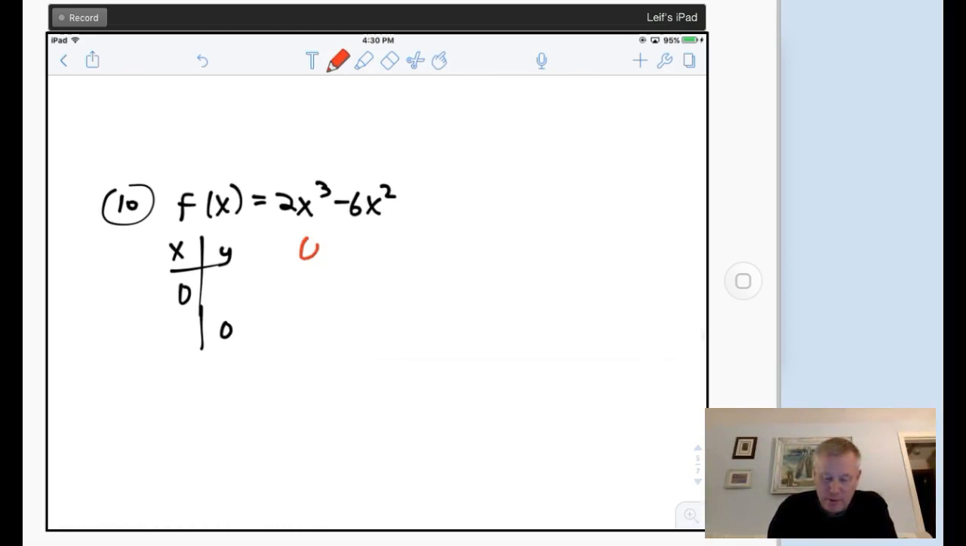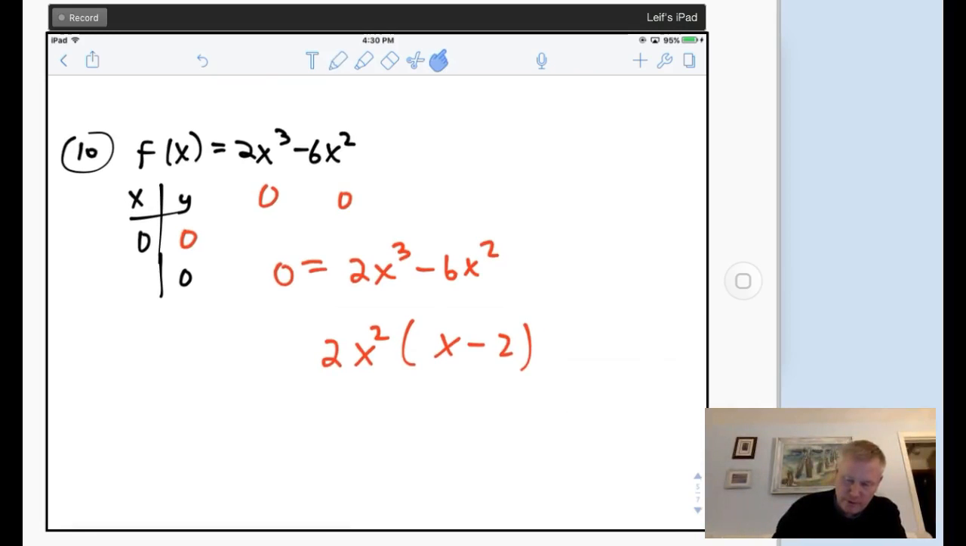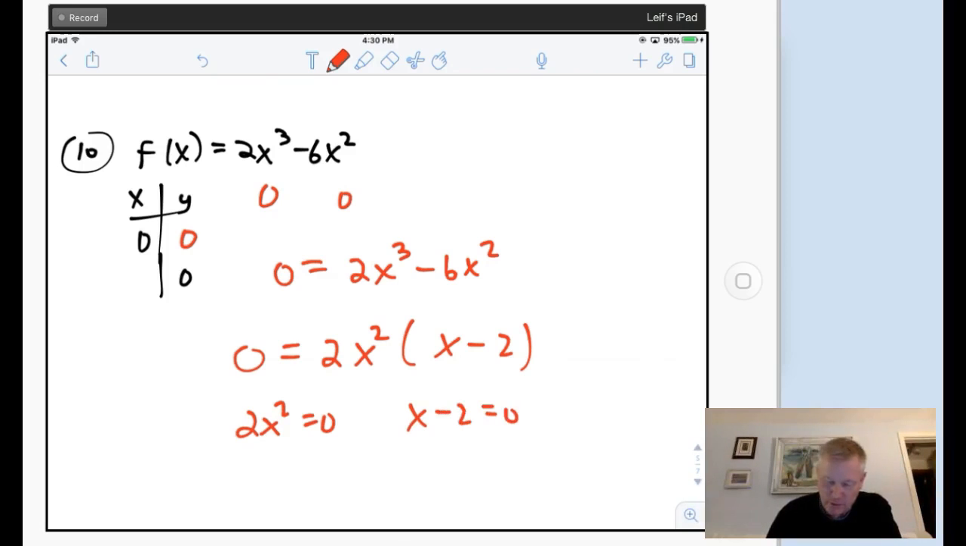Let's see, if I plug in 0, I get 2 times 0 cubed minus 6 times 0 cubed, that's 0. All right, factoring though, if I set it equal to 0, what do I get? I can pull out a 2, I can pull out an x squared, which leaves me with x minus 2. Next, I got two things that equal 0. Either 2x squared equals 0 or x minus 2 equals 0. And if you solve those, you get x equals 0 or x equals 2. All right, so I got 0 and 2.